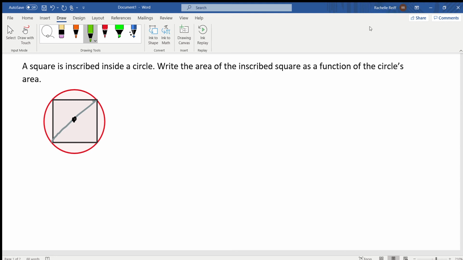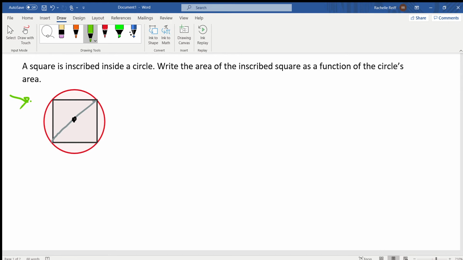Alright guys, so today we are doing word problems, a lot of shapes, some geometry, so it's going to look a little scary, but we're going to get through it together. So this says, a square is inscribed inside a circle. So that's what I drew over here. This is a square inscribed inside a circle.